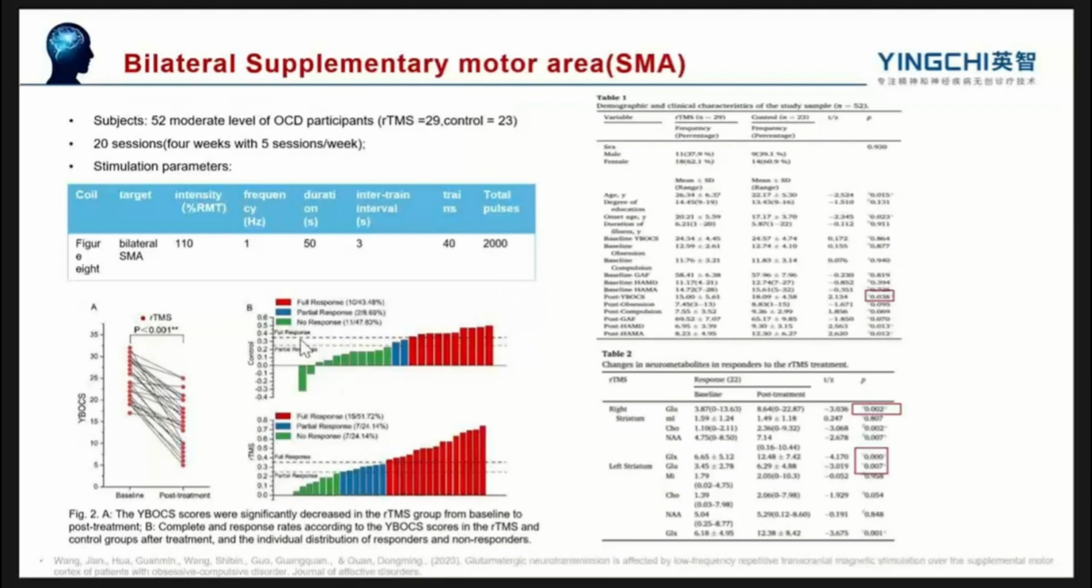And we can see the results of the rTMS group, that the partial response and the full response total is about 76%, which means that maybe when we increase the total pulses in each session, it can have a better effect than fewer pulses per session. Because the total session is 20, but the former study used 6 weeks of sessions, at about 25%. And then we can also see the result from the Yale-Brown Obsessive Compulsive Scale, that in the rTMS group, there's a significant decline of the scale after the rTMS treatment. And we can also see the results from this table.